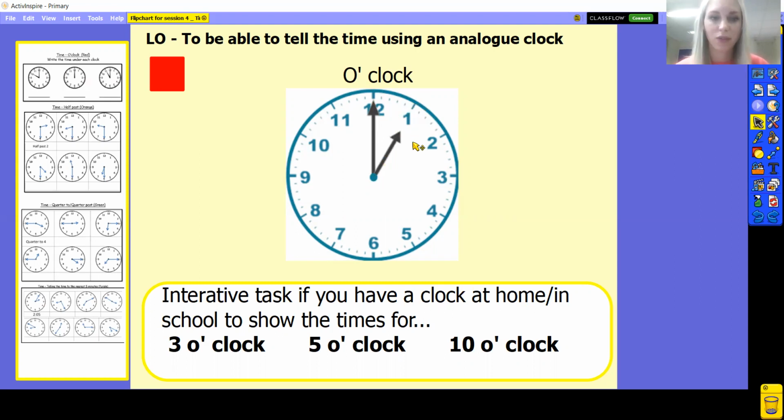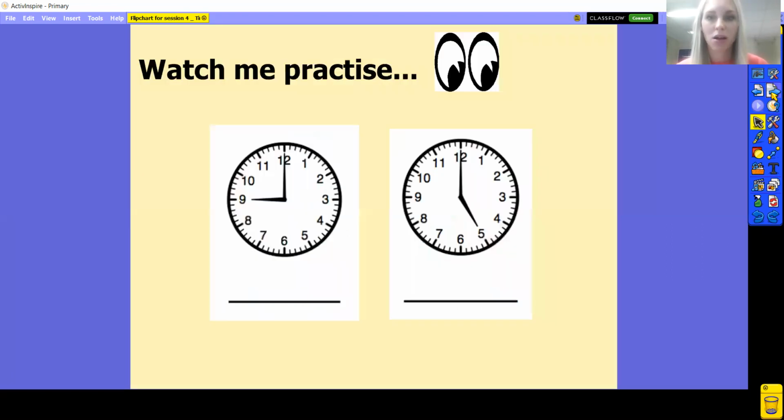If you have an interactive clock, you can go ahead now and show the times for 3, 5, and 10 o'clock. If not, let's have a little look at your resource, which is on the website, and you can have a go at the red task. If you find the red task really easy, you might just want to say them verbally and then move on to orange task. So here you can watch me practice.